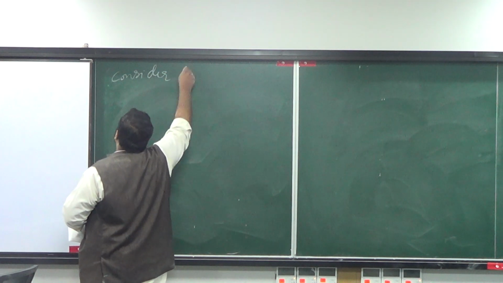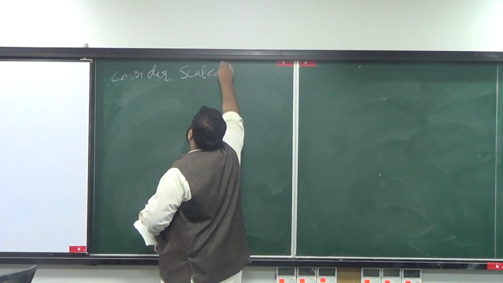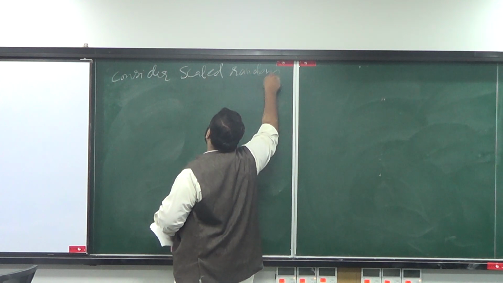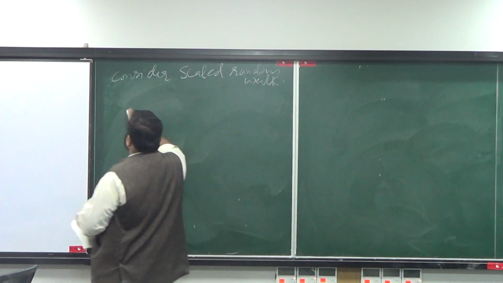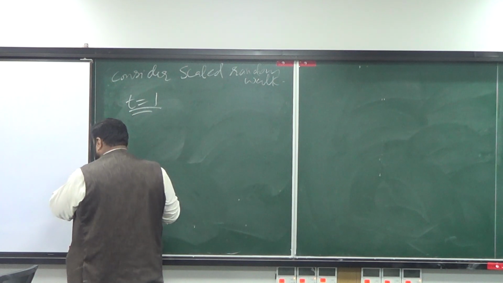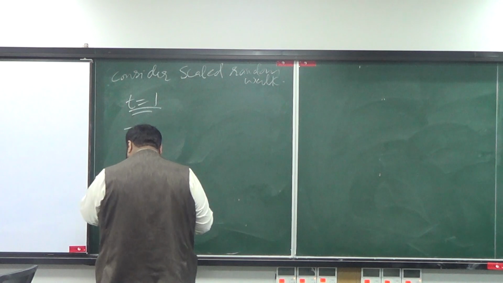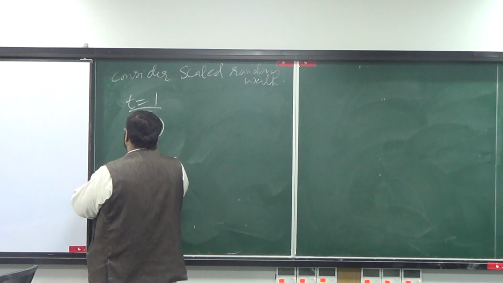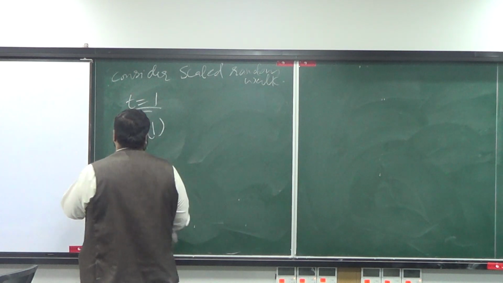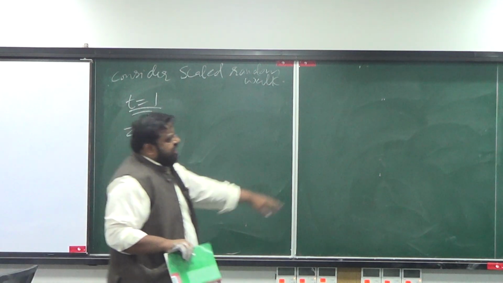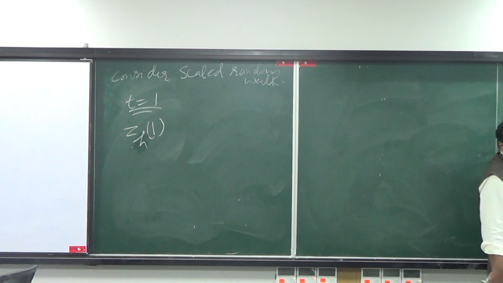Now, consider the scaled random walk, the same random walk, but for example, take time t equal to 1. What would Z_h evaluated at 1 be? What would it be? You have an expression for Z_h of nh.